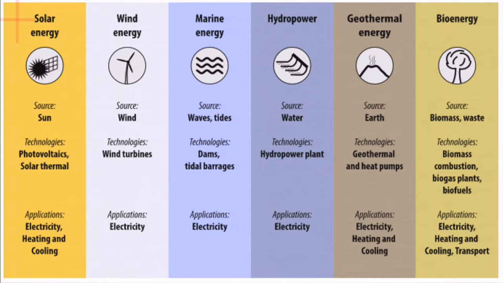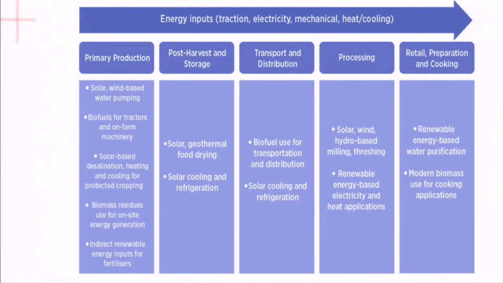There are various technologies that are using each of these energy sources, and the majority of the application is for electricity or for heating and cooling purposes. The energy inputs are traction, electricity, mechanical, heating and cooling purposes, and it starts from the primary production, starting from solar, biofuel, solar based desalination, biomass residues, or indirect energy inputs. All these will lead to post-harvest and storage of these energies, transport and distribution of the energy to the consumer, processing, and finally selling it to the consumer at the retail level.